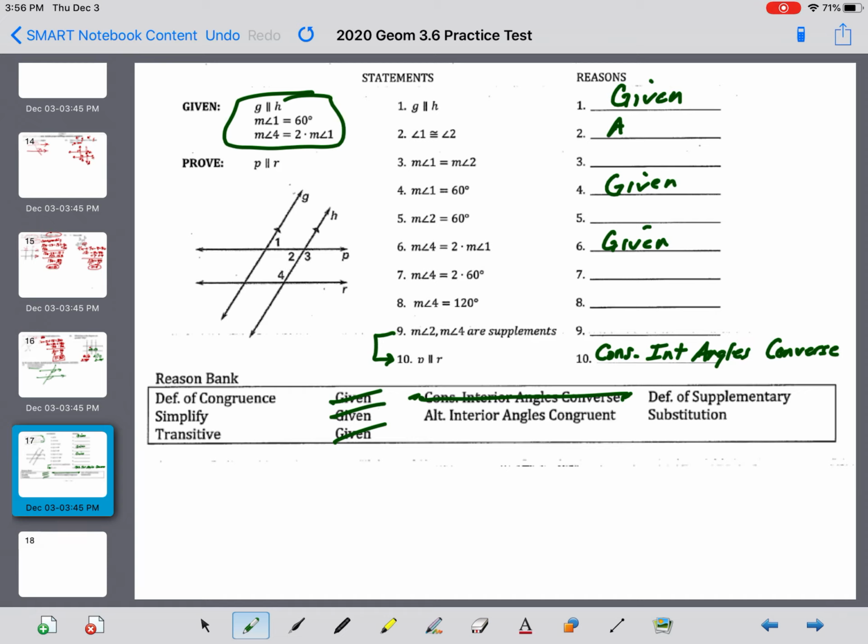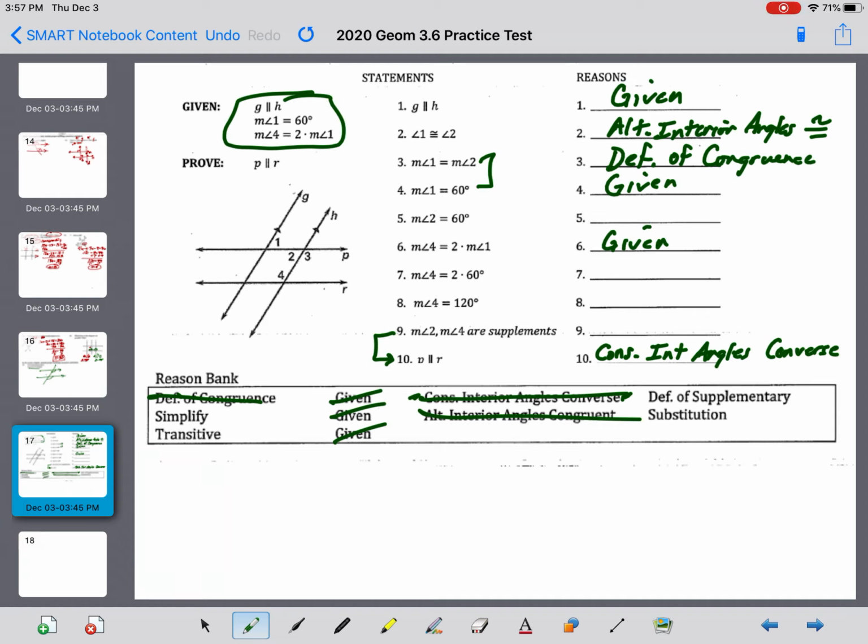Angles 1 and 2 are alternate interior angles, so that's why 2 is justifiable. So alternate interior angles congruent. Not a converse, but alternate interior angles congruent. That one right there. Now 3 just changes 2, takes the squiggly off. That's definition of congruence. Since 2 to 3, not much of a change there, just a symbolic change. And then 4 says angle 1 equals 60, given. 5 is a substitution. It's taking 3 and 4, and it's taking out angle 1 and putting a 60 in its place.